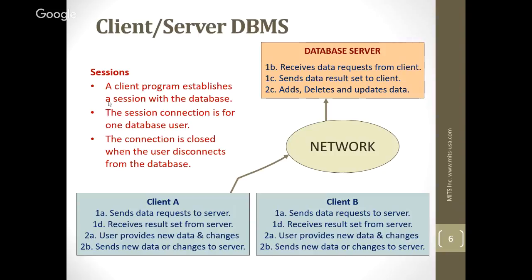If you think about a different operation, user provides new data and changes, that's 2A. So 2B, the client sends new data or changes to the server. Take your eyes and follow up to the top here with database server, 2C, whatever that dictated command is to add, delete, or update, that's applied. So bidirectional across the session, and the same thing exists for client B. This is where the parallel users, multiple users kicks in.